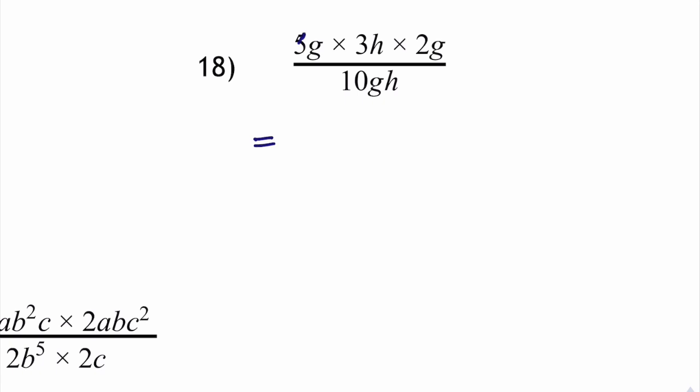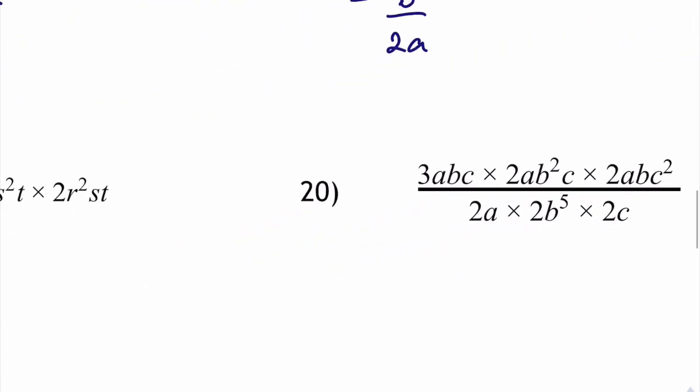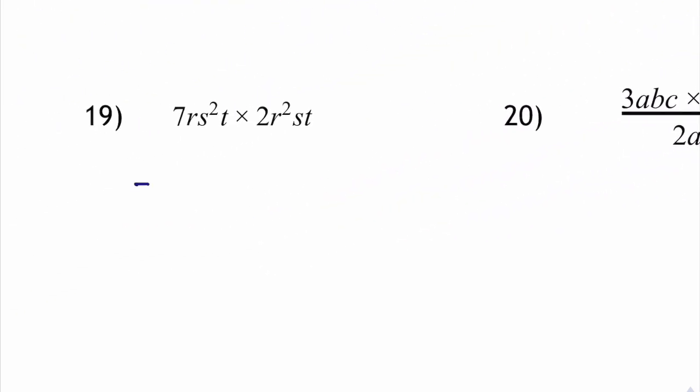This one here, we know that the 5 and the 2 multiplied make 10, and that will cancel with this 10. The g term will cancel with that g, and the h will cancel with that h, leaving me with 3g. Question 19. Well, the 7 and the 2 is 14. We've got 1 r here and 2 more, so that's r to the power of 3, or r cubed. S, we've got s squared and s, so again s cubed. And t is t squared.